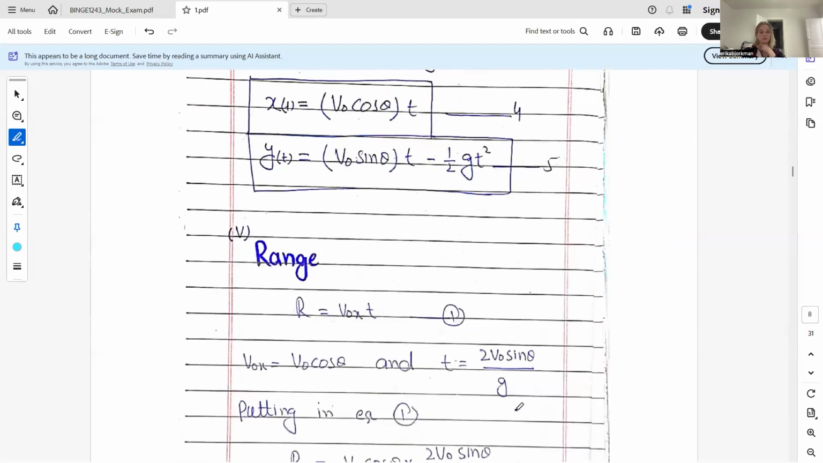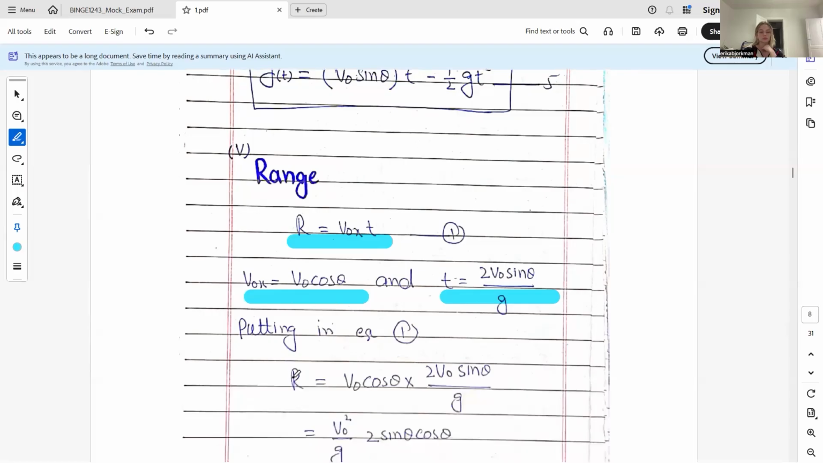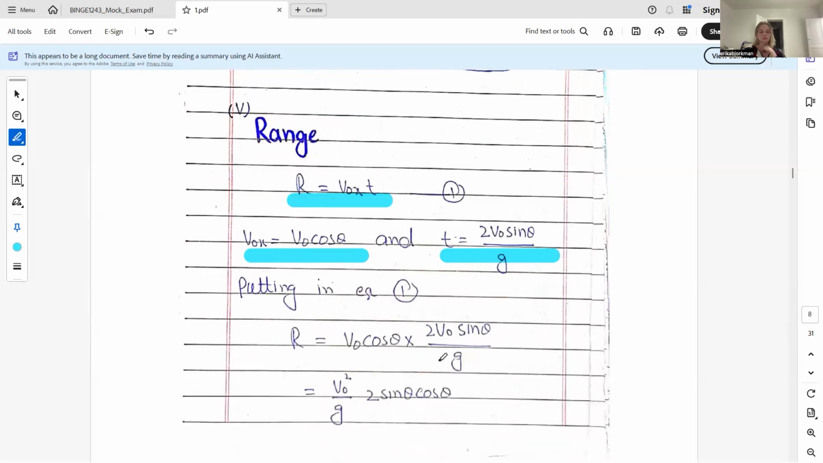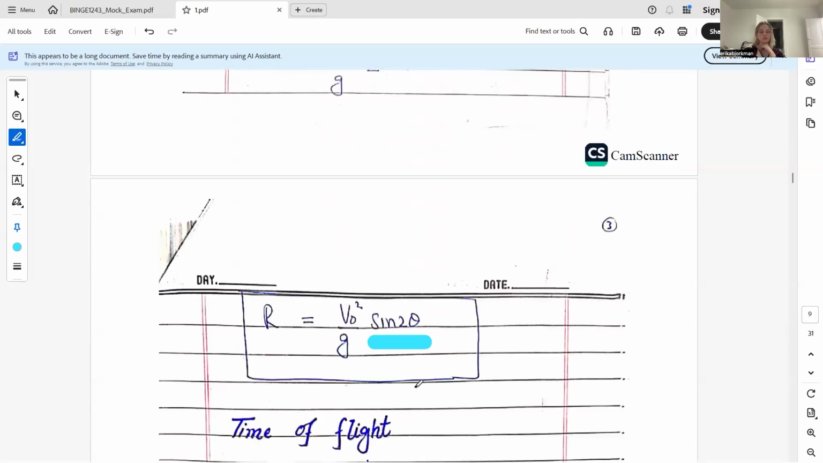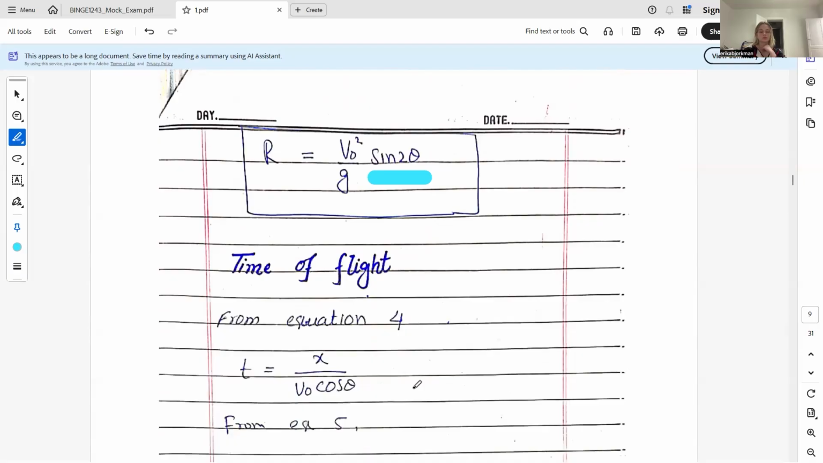So in the first case we are calculating the range, which is actually the horizontal distance. r is equal to v naught x multiplied by t, where t is the time of flight, which has a known value, and the horizontal component of the velocity is v naught cos theta. Putting these values in, simplifying and using trigonometric rules, the range is equal to this. And next is the time of flight.